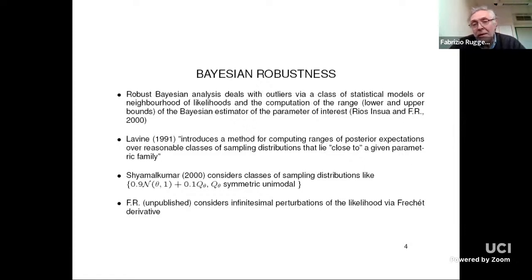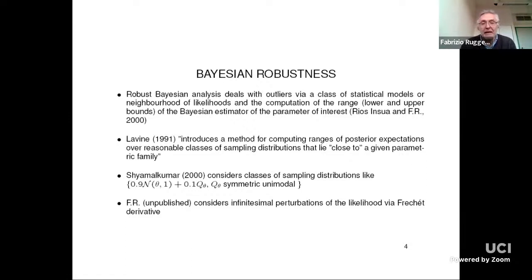One, a very important one, by Michael Lavine in his JASA paper in 1991. I'm just quoting the abstract. He says that the paper introduces a method for computing ranges of posterior expectations over reasonable classes of sampling distributions that lie close to a given parametric family. It's a very nice paper, and I suggest having a look at it. Shamal Kumar considers something more traditional in Bayesian robustness, classes of sampling distributions like an epsilon contamination, so 0.9 a Gaussian with parameter theta, plus 0.1 a Q, which is symmetric unimodal around theta. So these are kinds of approaches.